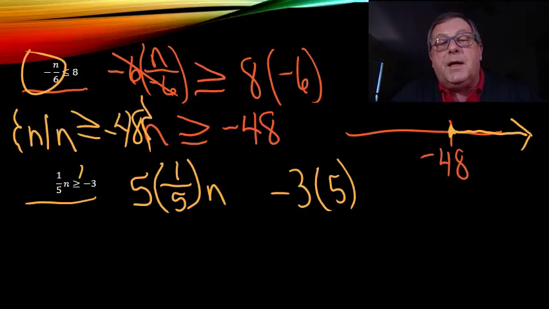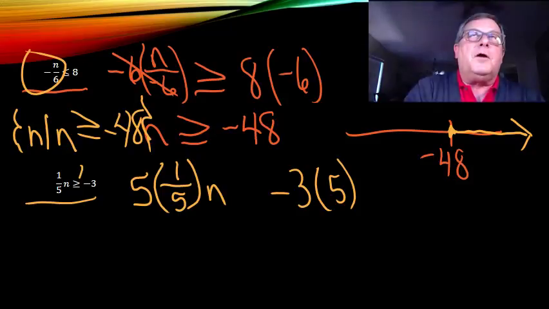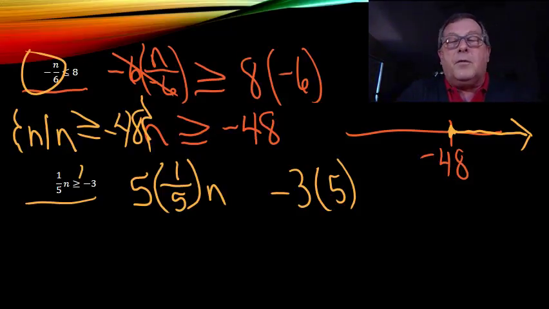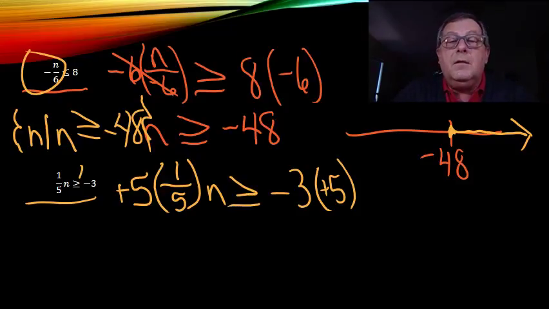Now, I could get tripped up over here because I see that negative 3, and I might think, oh, I'm multiplying by a negative number. Well, I am multiplying 5 times a negative number, but I am not solving this by multiplying by a negative number, if you catch what I mean. This is a positive 5. So I am multiplying here by positive 5 on both sides, and my inequality is going to remain the same.